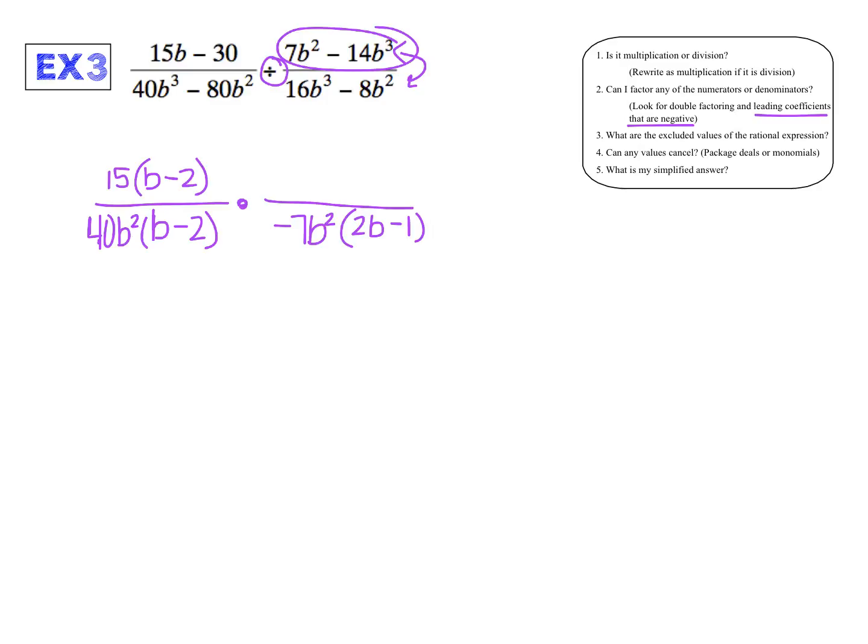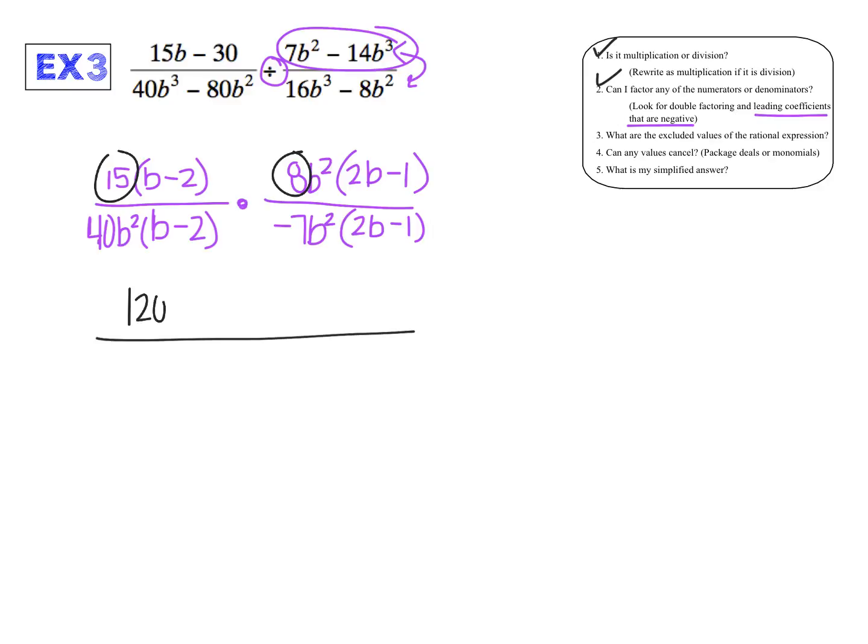And then in the denominator, which becomes the numerator, I'm taking out 8b squared. And that leaves me with 2b minus 1. So I did that, and now I'm going to combine everything into one multiplication. So I'm going to multiply my loose numbers, so 15 times 8, which gives me 120b squared, and then I still have a b minus 2 and a 2b minus 1. And then I'm going to multiply 40 times negative 7. And I get negative 280.